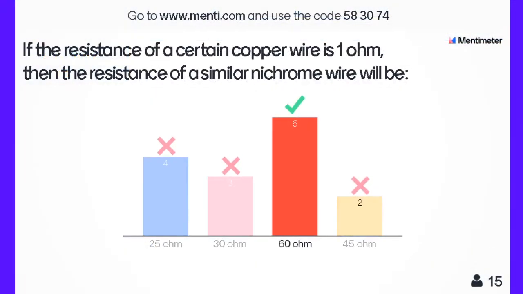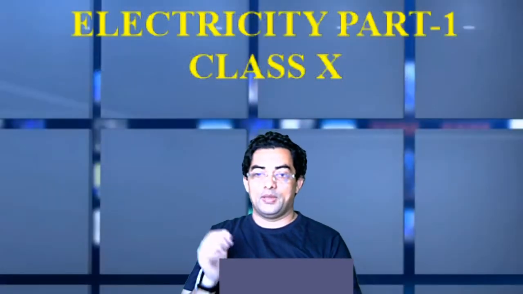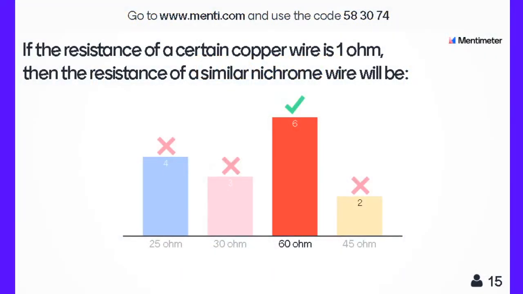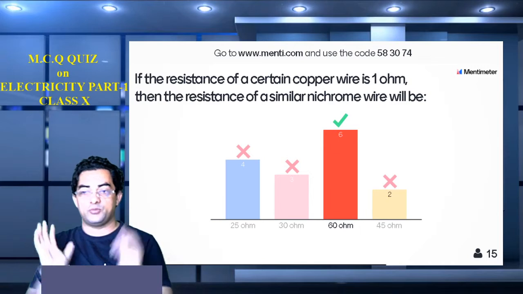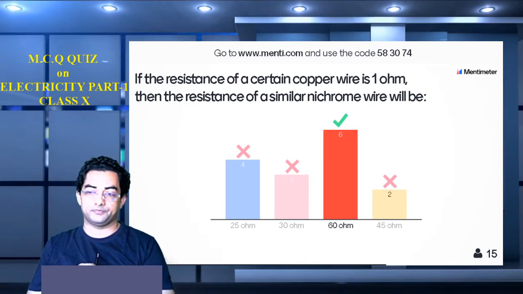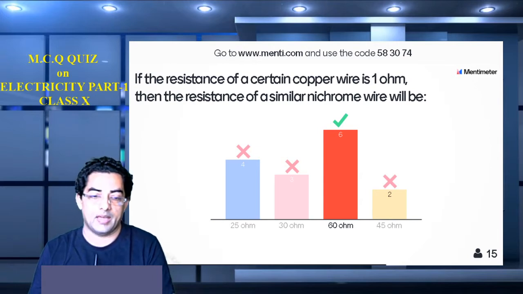Okay, so 6 of you got it right, which is 60 ohms, and a lot of you got it wrong. So यहाँ पे ध्यान दीजिए बच्चों. Question क्या था? Question था, if the resistance of a certain copper wire is 1 ohm, nichrome wire का जो resistance है बच्चों almost 60 times ज़्यादा होता है आपके normal wire से. Yes, a very high electrical resistance. So 60 ohms एक ही है. So that becomes the correct answer.